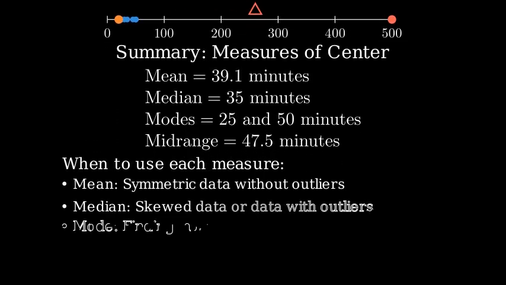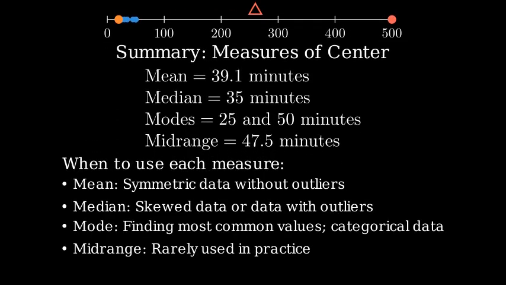When deciding which measure to use, consider the shape of your data distribution. If your data is symmetric without outliers, the mean is generally preferred. If your data is skewed or has outliers, the median is often a better choice because it's resistant. The mode is useful for identifying the most common values, especially with categorical data. The mid-range is rarely used in practice, but helps illustrate the effect of extreme values.